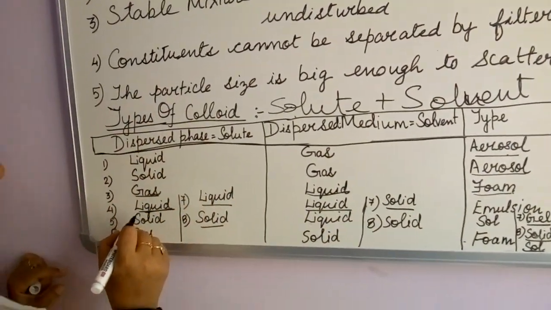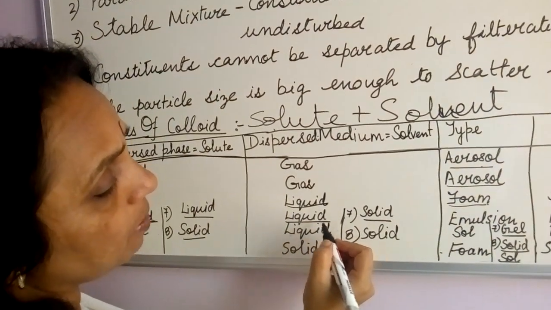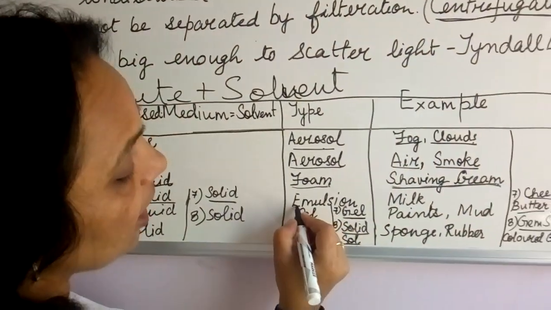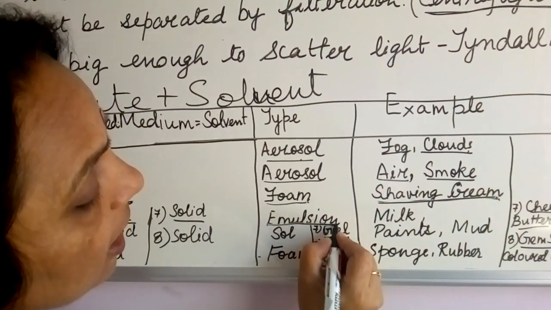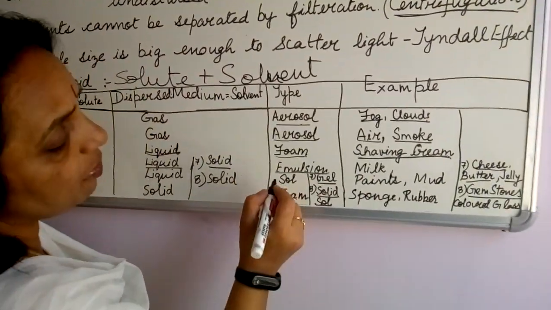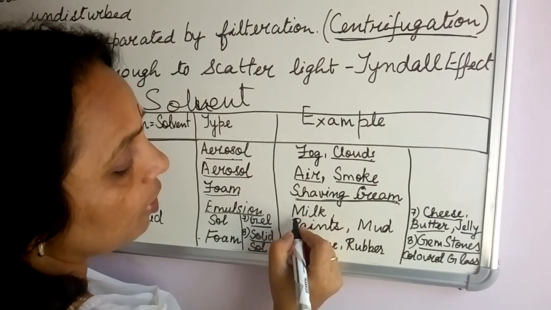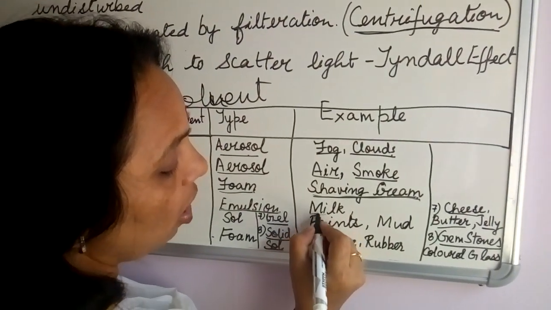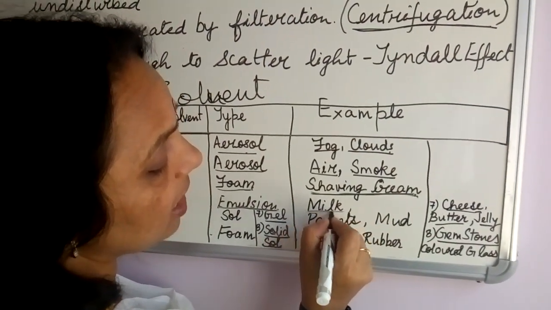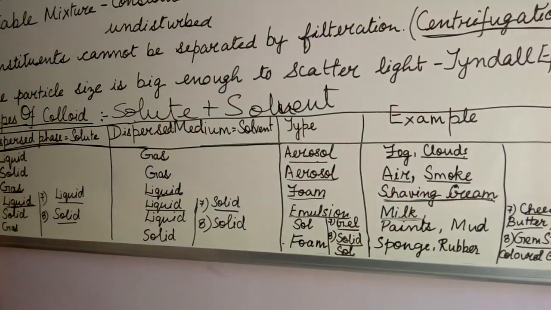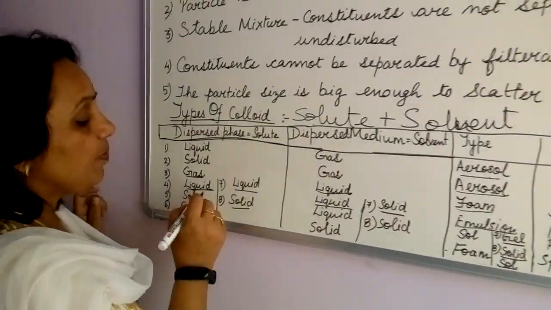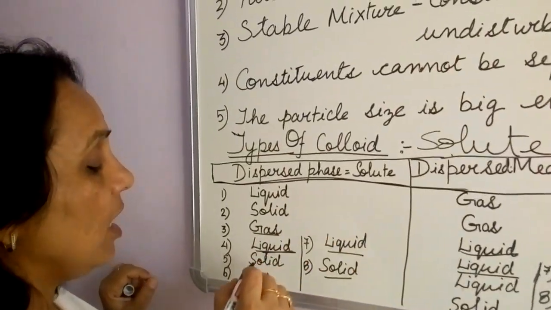Coming on to the fourth one, when a liquid is dispersed in another liquid. When the dispersed phase and the dispersed medium are both liquid, the name of the colloid is emulsion. It is a special type of colloid which is known as emulsion. And the example of emulsion which all of us are aware of is milk. Milk is a colloid where the dispersed phase and the dispersed medium are both liquids.